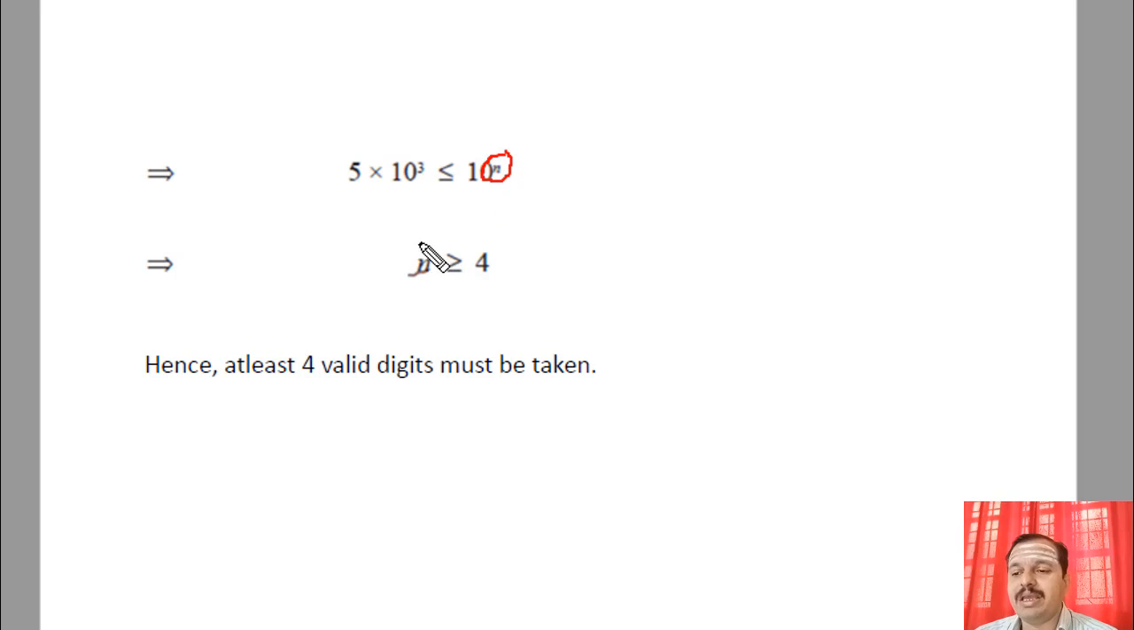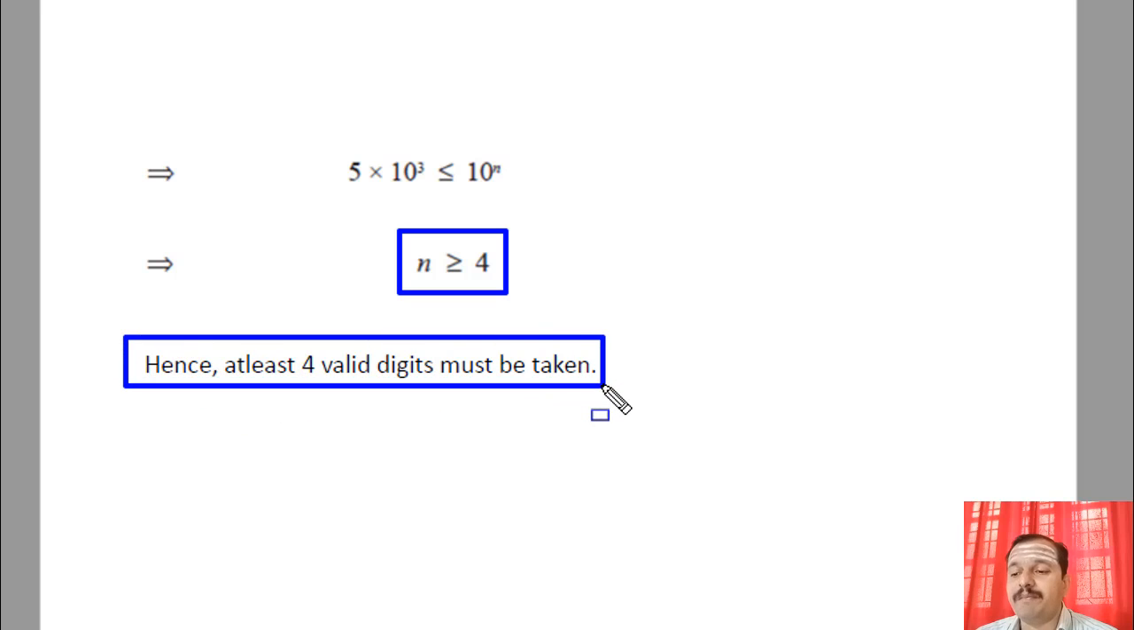So what can be n? n can be either 4 or greater than 4. So when we choose n as 4 or greater than 4, then this inequality will be valid. Therefore from this expression we can get the value of n as n greater than or equal to 4. So this is how we have solved the first example, and at the end we can say that there are at least 4 valid digits taken in the value of square root of 180 so that the percentage error is 0.1. So this completes the solution of the problem.